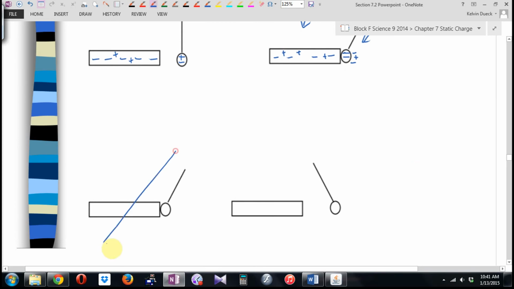You can cross that diagram out. I don't think I need that. Repel.